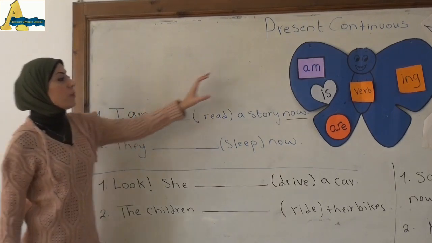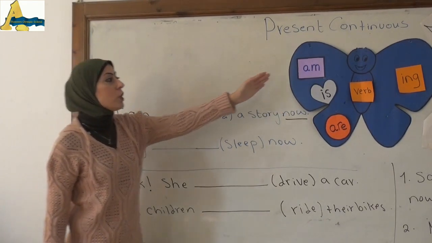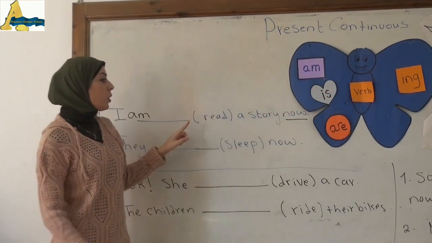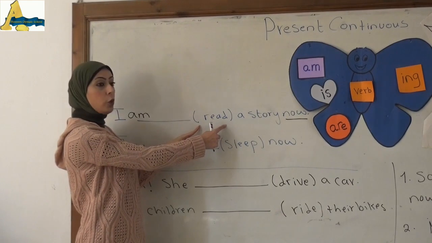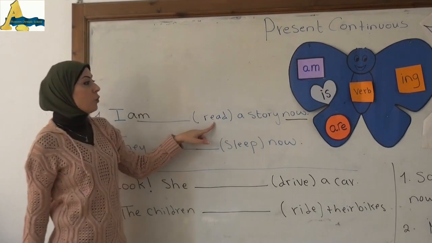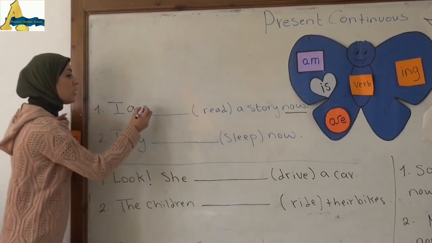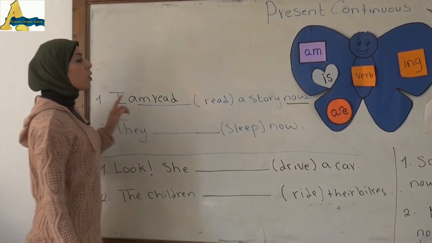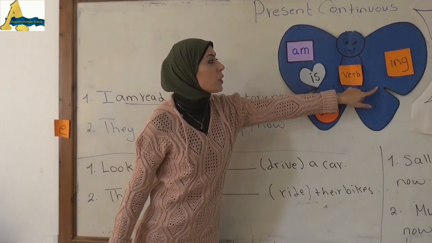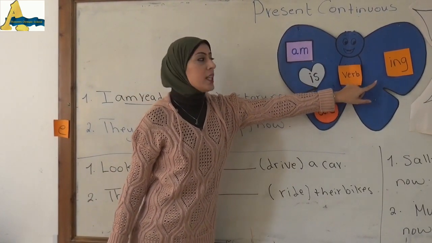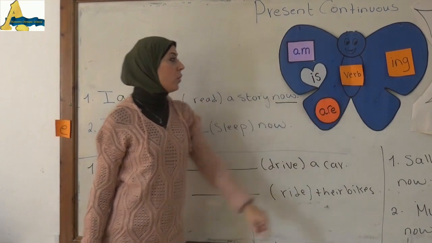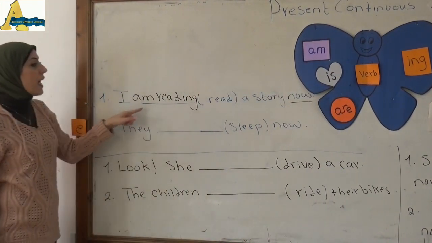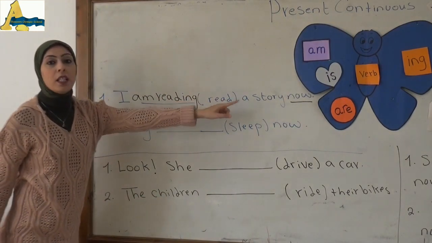So I finished the first part. Now I will move to the body of our butterfly, which is the verb. Where is the verb here? It's between the brackets. Here the verb, read. Let's look at this verb. What I'm going to do is write it as it is, like this. And then I'm going to move to the third part, which is the ing, the second wing of the butterfly. So I'm going to add ing. So I am reading a story now.